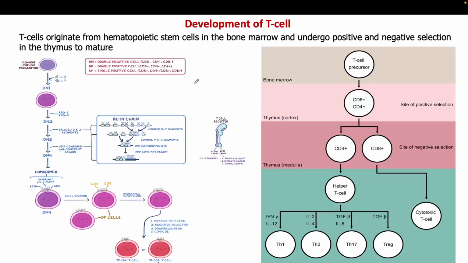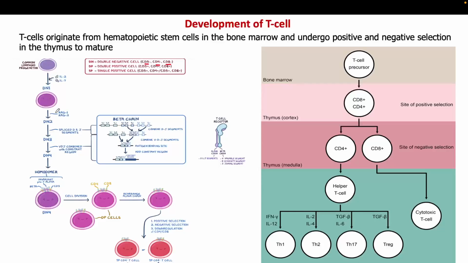Okay, so in case of T cell, this is the common lymphoid progenitor cell. This is the progenitor cell, and firstly it will divide into the DN1 cell. DN1 cell is nothing but the double negative cell. Double negative cell means it is not having the CD3 surface marker, CD4 surface marker, or CD8 surface marker. After that it will be converted into the DN2, that is the double negative 2.